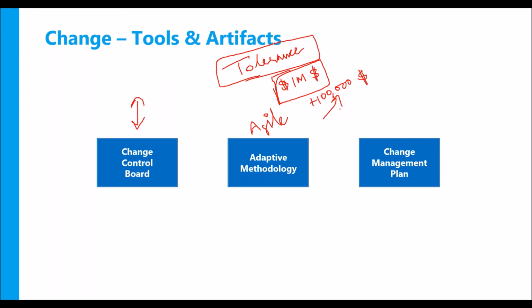Now, if it goes beyond that, that is when you stop tolerating. Now you can escalate that further to a project sponsor or senior management and take decisions. But this is how you can handle it for your traditional projects.